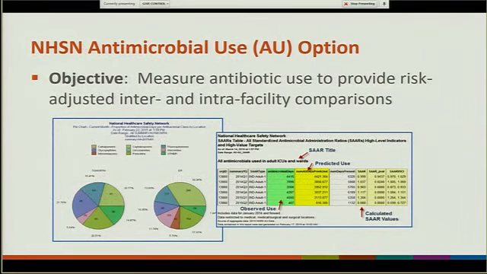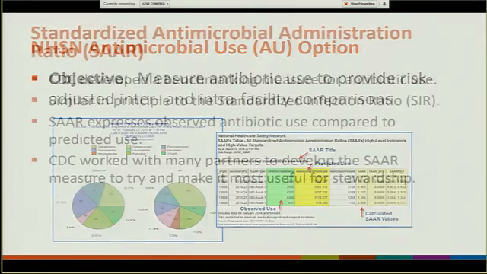Next slide. The NHSN AU option provides an opportunity for facilities and stewards to track and report their antibiotic use. The specific objective of the AU option is to measure antibiotic use to provide risk-adjusted inter- and intra-facility comparisons. Next slide.